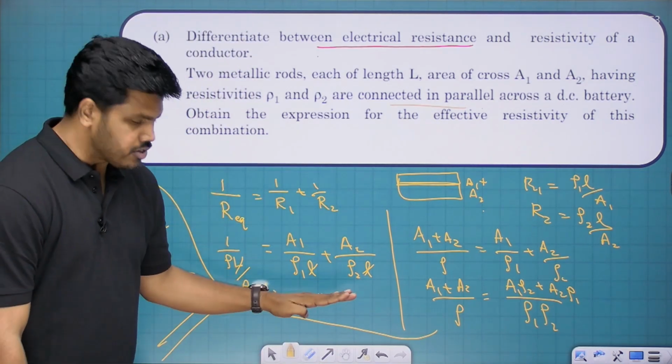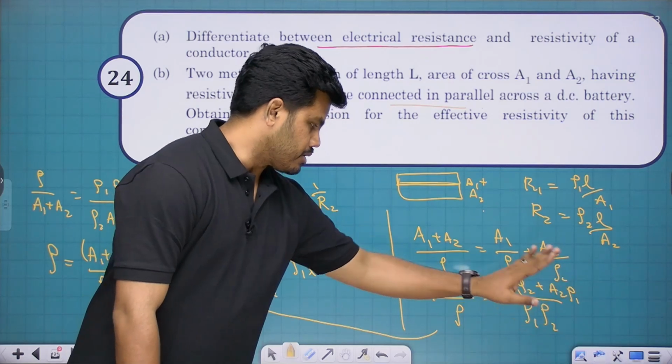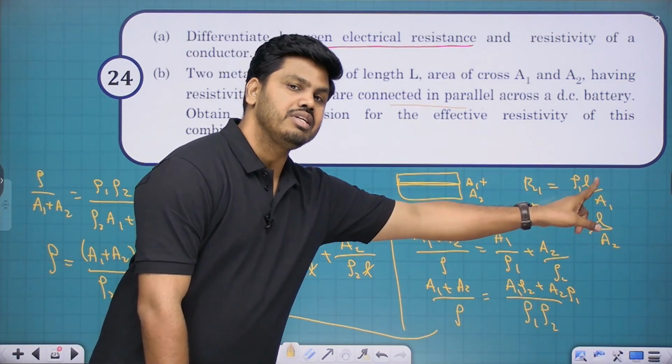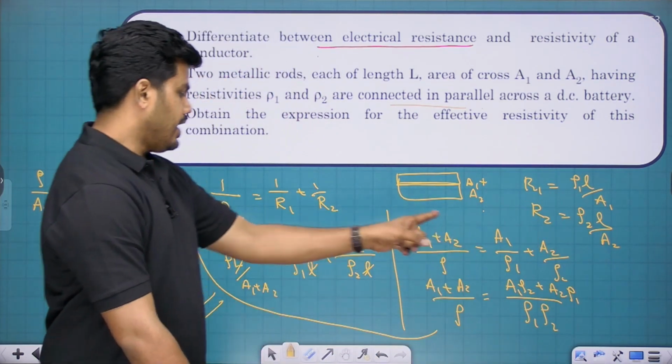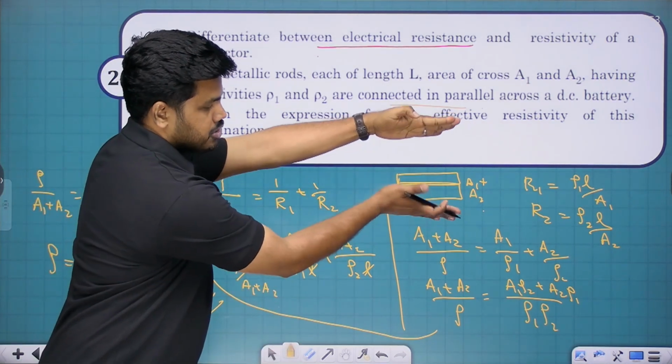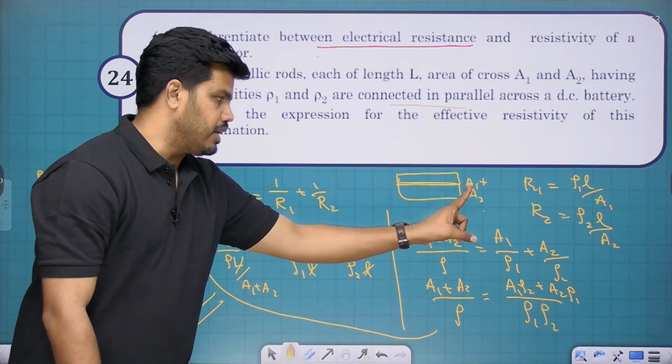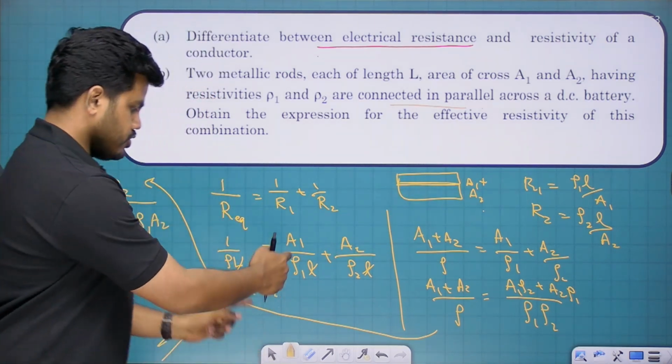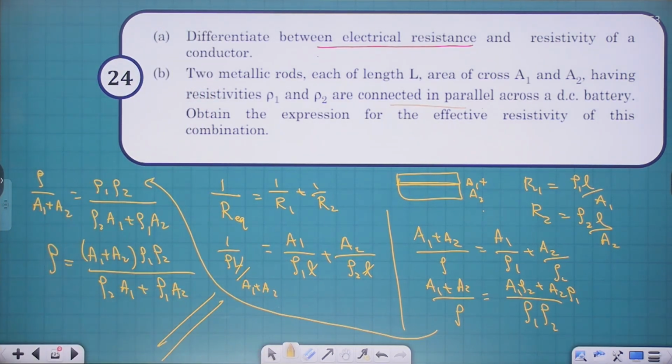So we started with the resistance combination only, and we substituted resistance as resistivity, length and area of cross section. Length was the same in all the cases, whether you have taken one single rod or the combination in parallel, length remains the same, but area of cross section will be A1 plus A2. That changes, we substituted, and we got the relation finally.